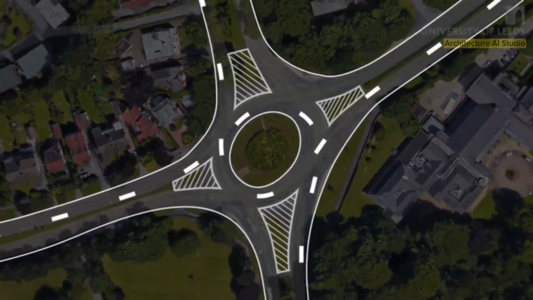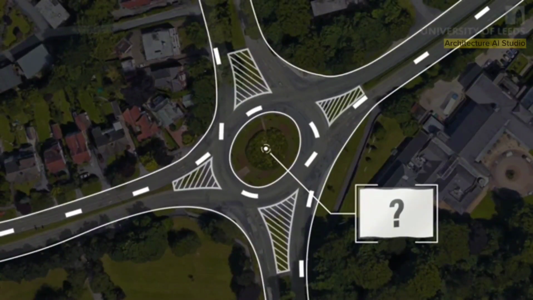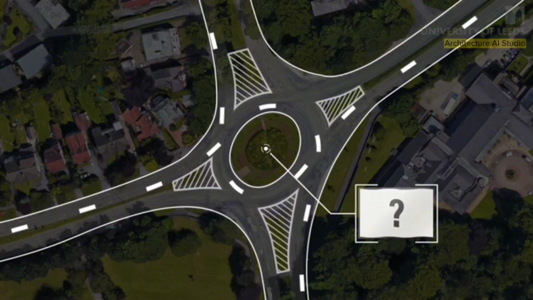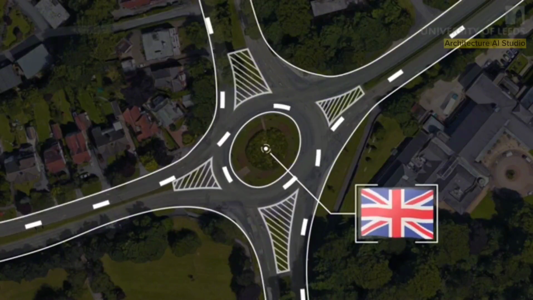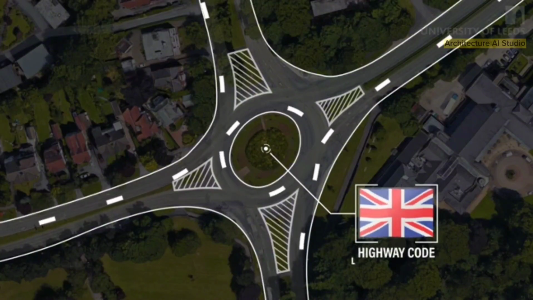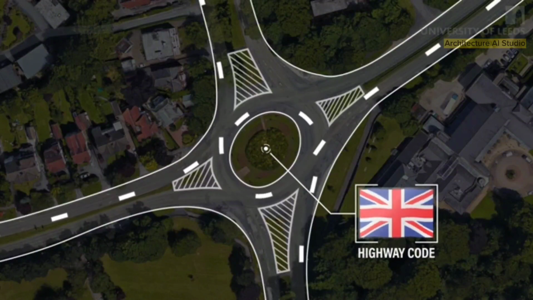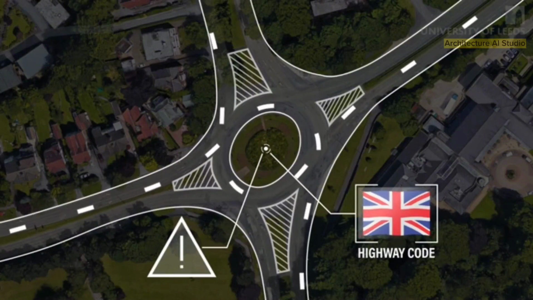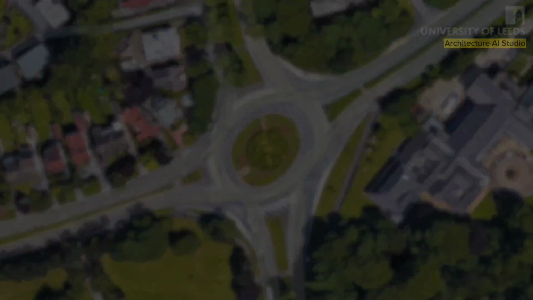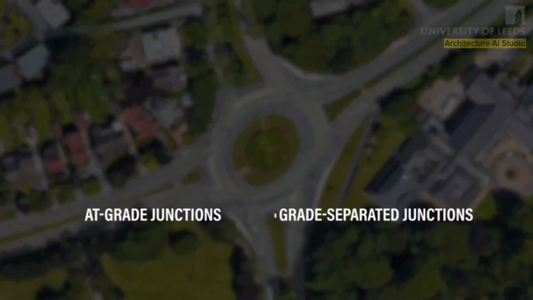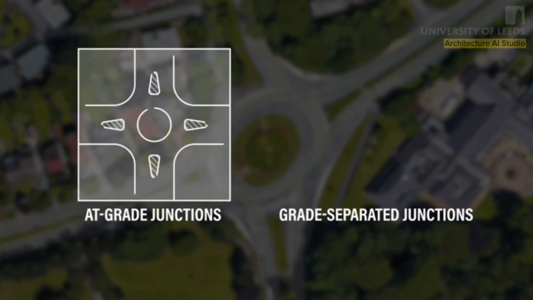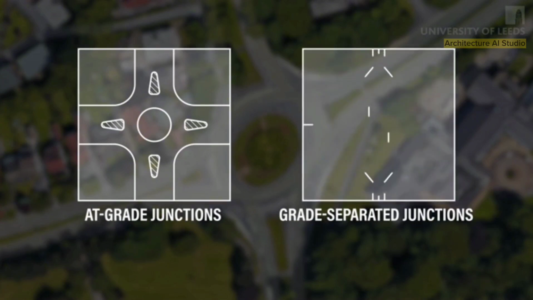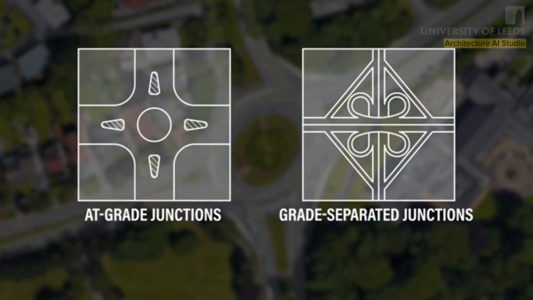They are expected to make these decisions and manoeuvres based on the road use code of the country in question. For example, in the UK, this is described in the Highway Code. Despite this guidance, intersections have a high potential for accidents to occur. In general, there are two types of intersection: at-grade junctions, for example roundabouts or level crossings, and grade-separated junctions, for example cloverleaf interchanges.